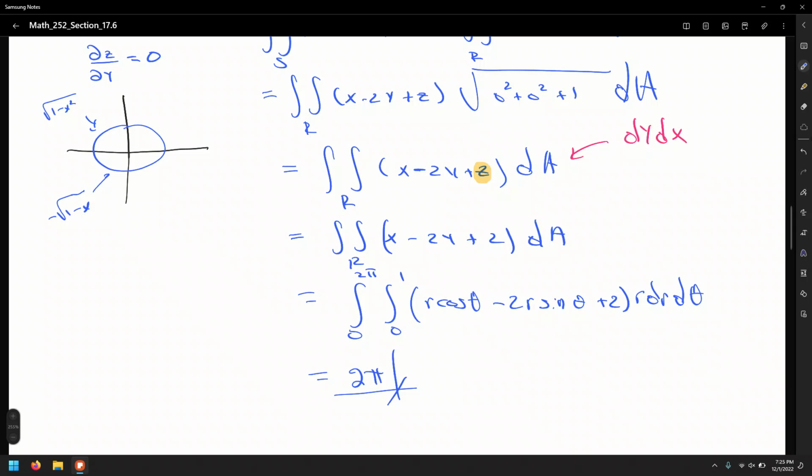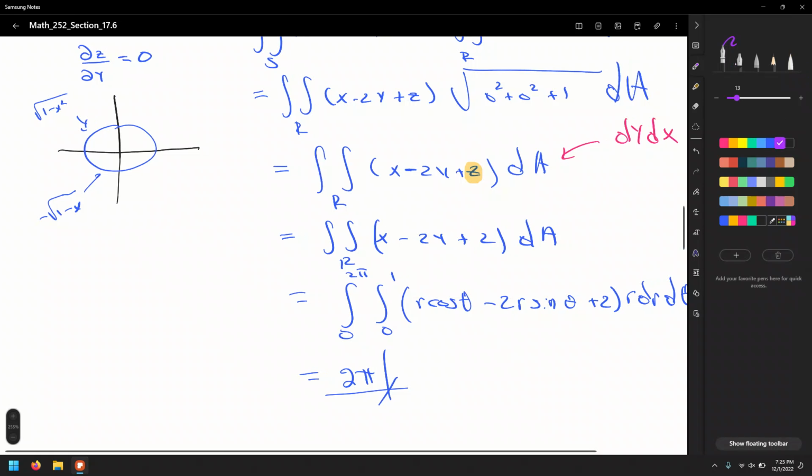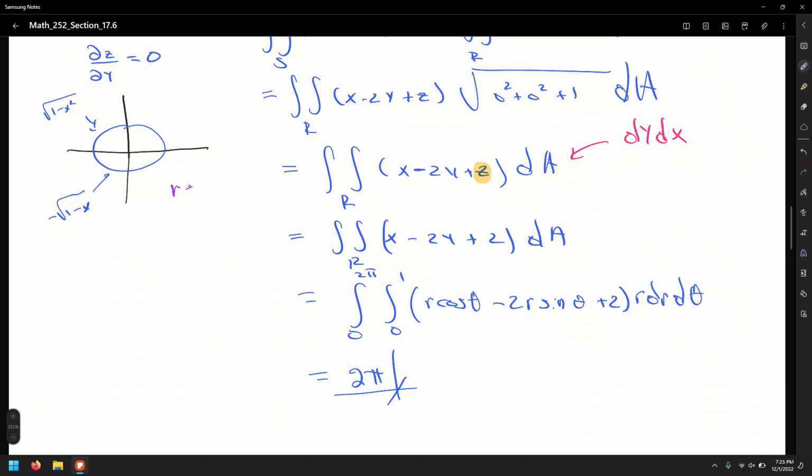Again, let me just write down below this curve right here. r is varying between 0 and 1, and theta is varying between 0 and 2 pi. I forgot to write this down when I was setting the region, but my advice is to always write that down next to that region, next to the projection in 2D, so you can easily see the limits of integration before setting up the integral. All right?